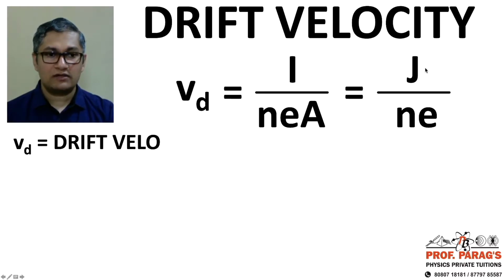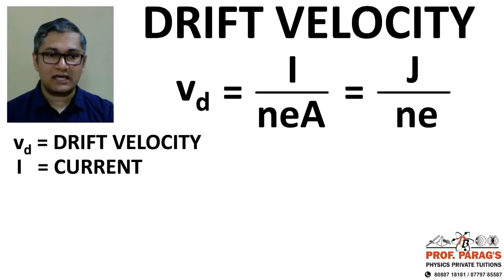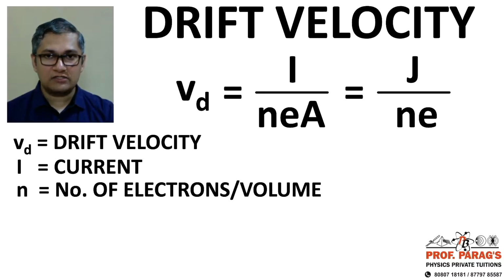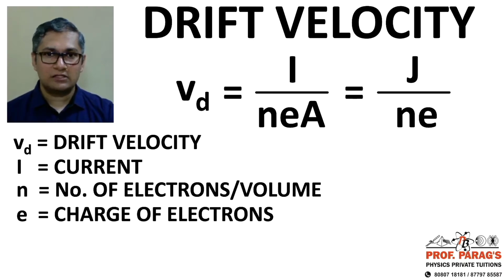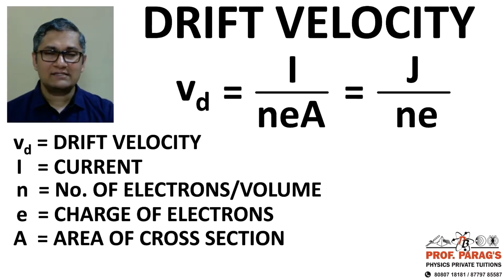Again, what are these terms? Vd is the drift velocity, everyone knows. I is the current. What is this n? A very common confusion mistake which students make is that n is not the number of electrons. Please note, it is the number of electrons per unit volume, that is, divided by the volume. It's the number of electrons per unit volume of the resistor. e is a very common symbol in physics. Small e is the charge of an electron, which is 1.6 into 10 raised to minus 19 coulombs. It's a constant quantity. I'm sure you must have heard about it in school. Capital A is the area of cross section of the conductor.